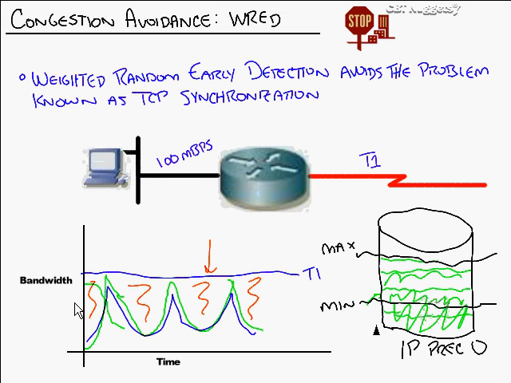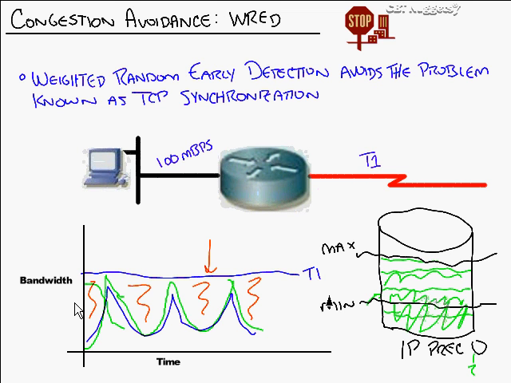So the nice thing about weighted random early detection that's differentiating it from RED is that with weighted random early detection, you get to specify the minimum and the maximum level for each IP precedence level, all the way up from 0 through 7, or each DSCP level, depending on what values you're using in your calculations. You can say, I want to start dropping precedence 0 earlier by defining a lower minimum threshold. That's the concept of weighted random early detection.